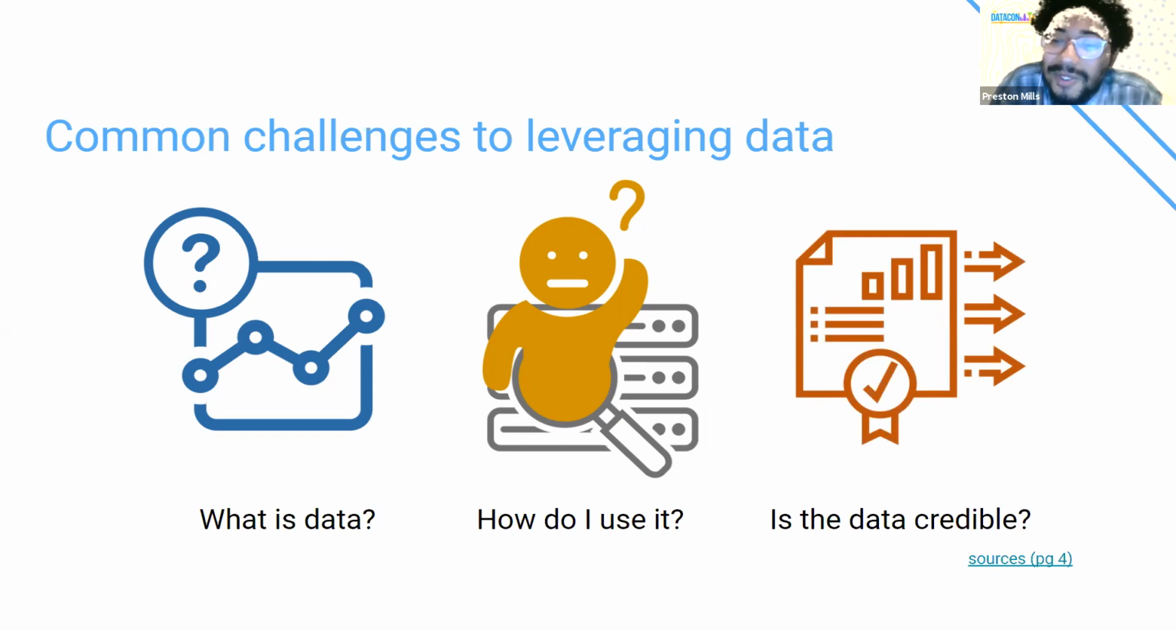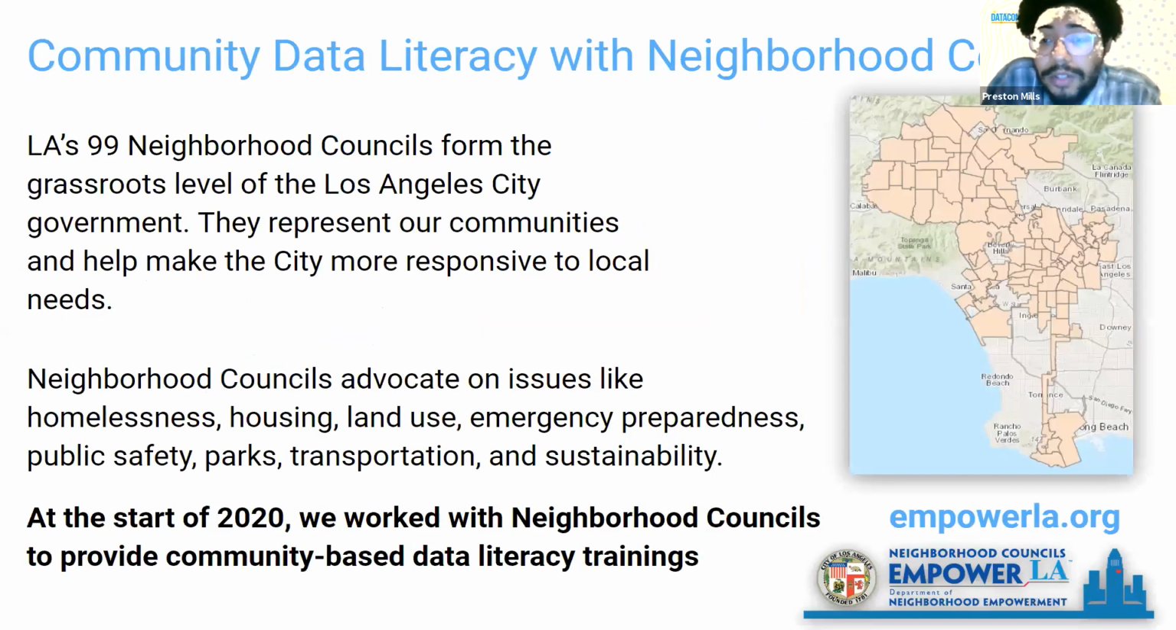And as a result, there may be some confusion and distrust around, is the data in and of itself credible? Can I even validate that myself? And so with these types of challenges, what we hope to share is that we had to find a way to address this. And one of the ways that we look to start off with is actually partnering with our 99 neighborhood councils in the city of Los Angeles.